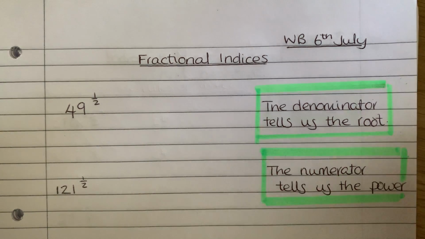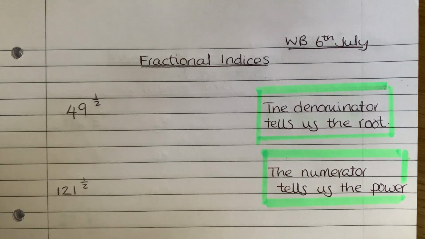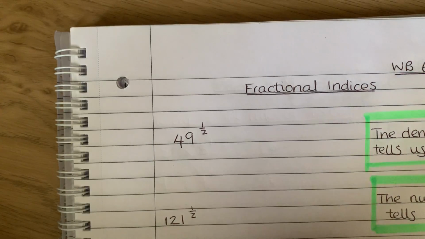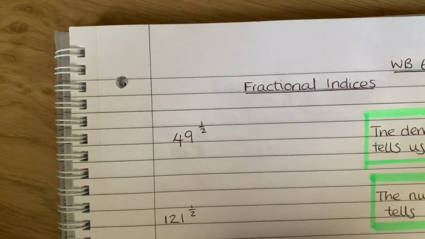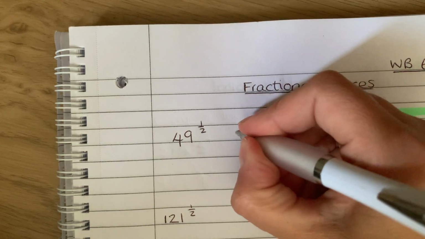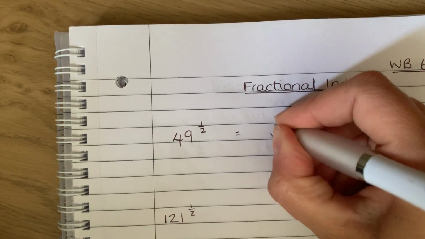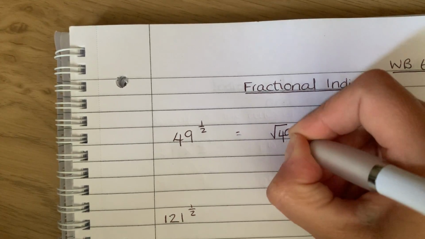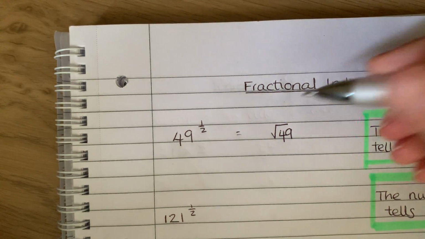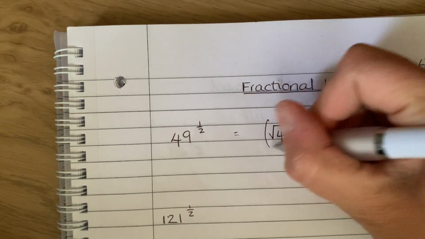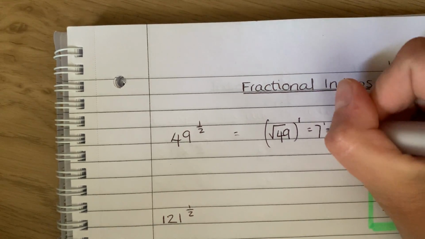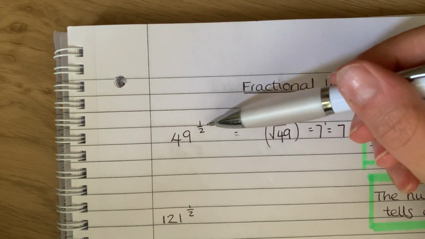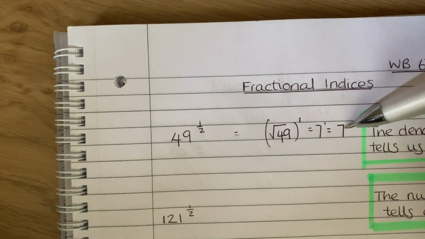So this time we're going to have a look at these. 2 is the denominator, so that means the square root. Okay, so that becomes the square root of 49, and then the numerator is the power, so to the power 1. So the square root of 49 is 7. 7 to the power 1 is 7. So the answer to this one would be simply 7.